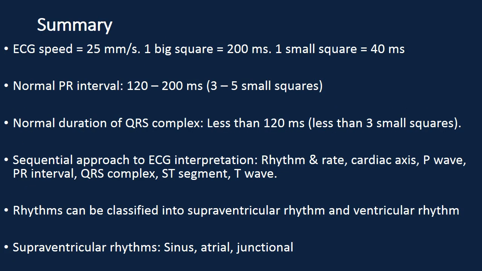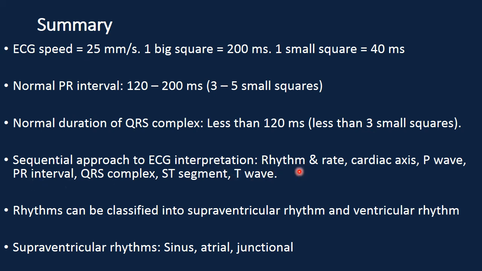And this is a summary of all we've done today. So in summary, ECG speed is 25 millimeters per second, and these are the values for big squares and small squares. Normal PR interval is 120 to 200 milliseconds, that's 3 to 5 small squares. Normal QRS interval is less than 120 milliseconds. And then this is a sequential approach to ECG interpretation.